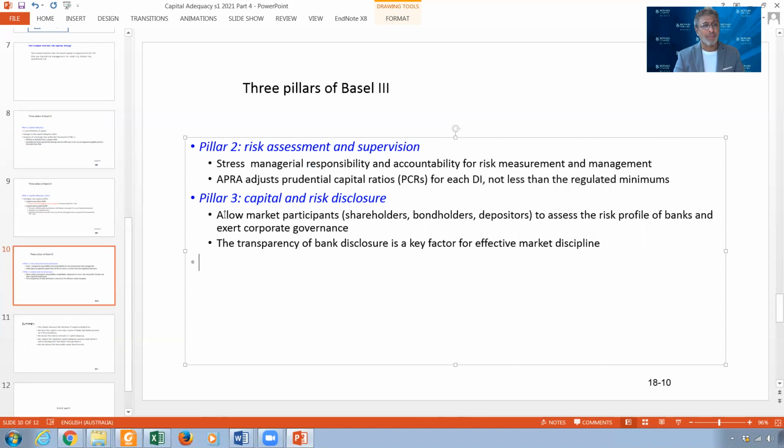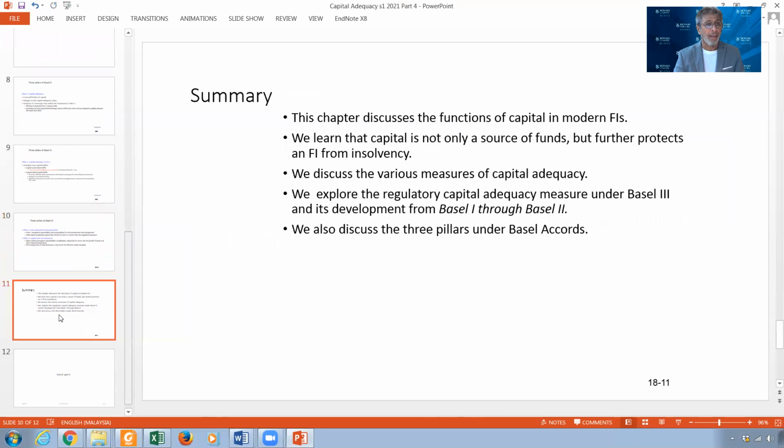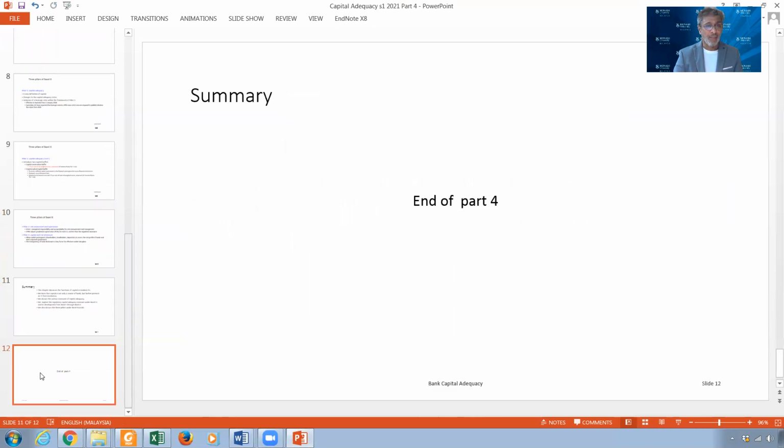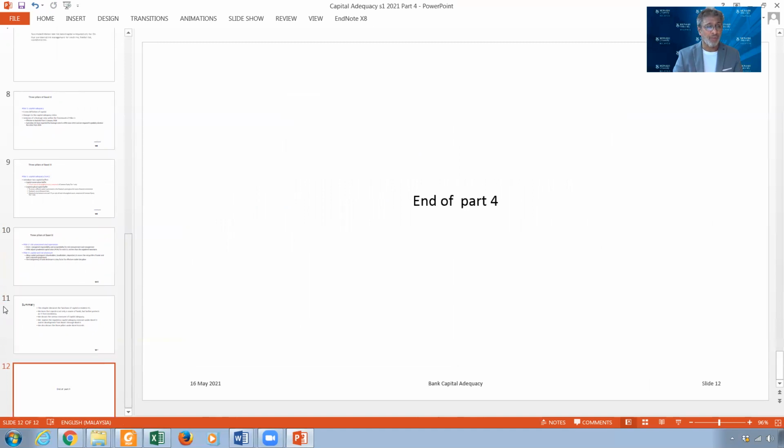Pillar 3 is about how much information is produced by the financial institutions, so it can activate what we call market discipline. So we are talking about transparency and bank disclosures, which is a key factor for effective market discipline. This is the summary, nothing much to say about it. And this is the end of Part 4.